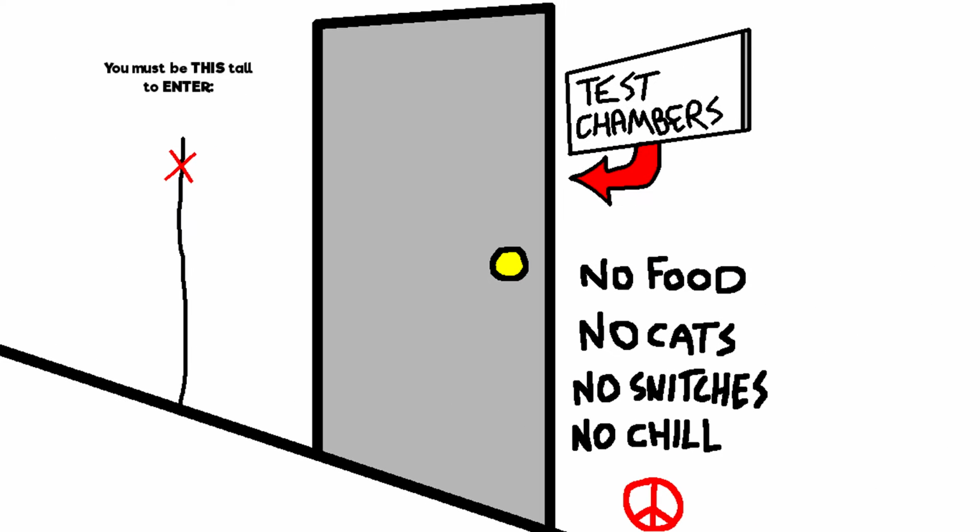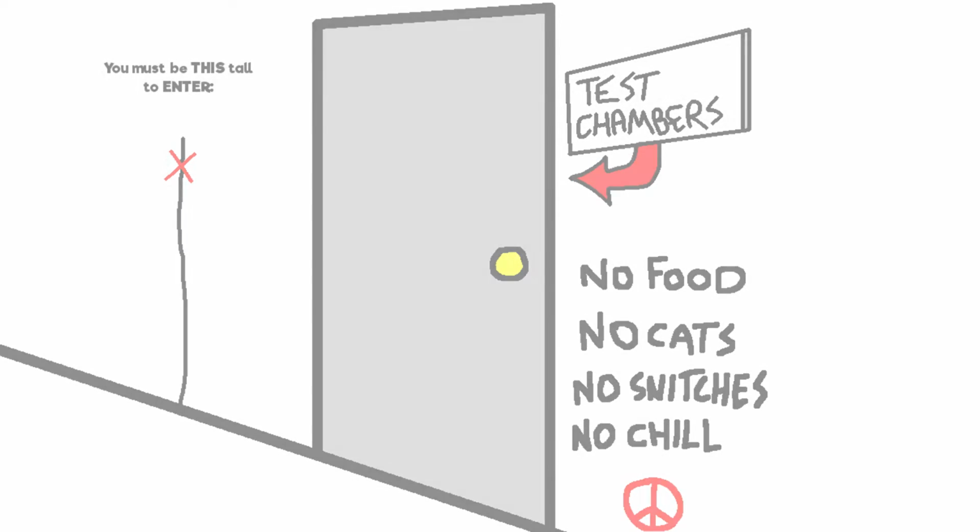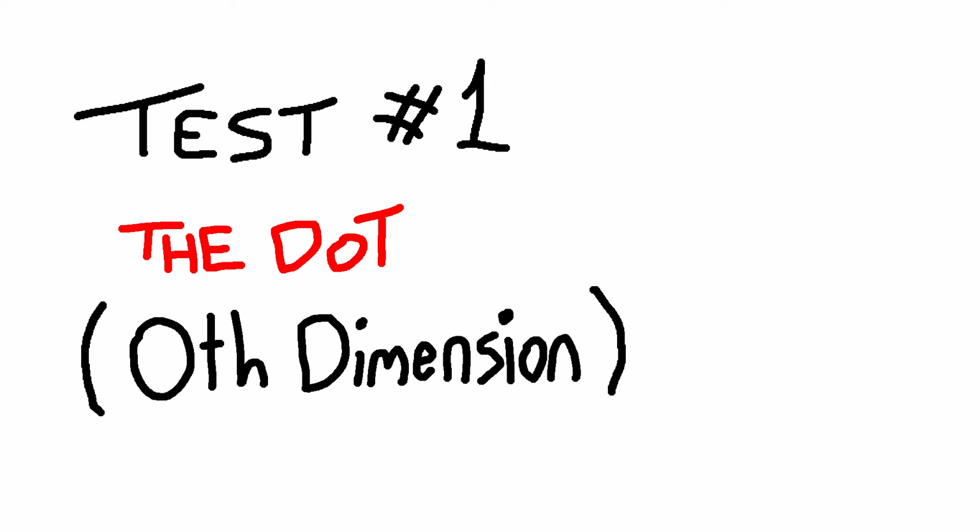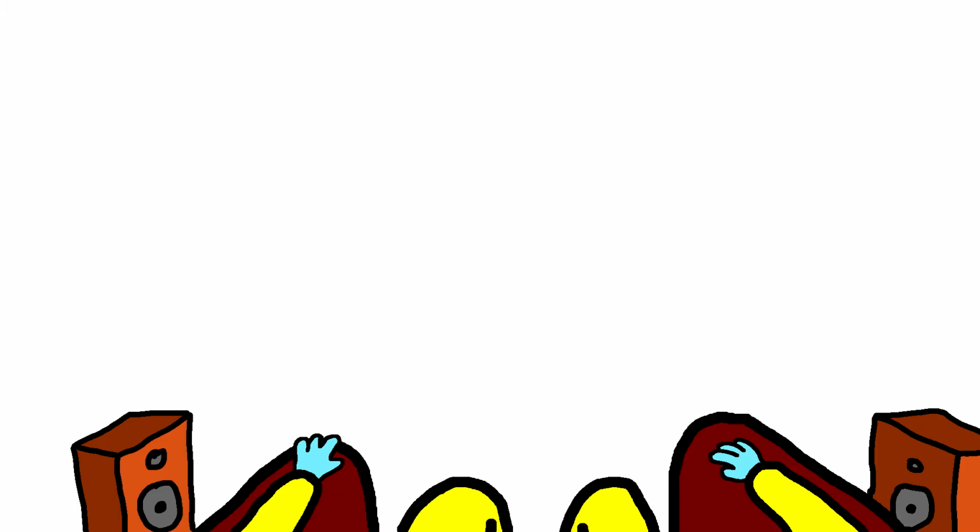Let's just begin. Come over here and I will introduce you to the first test. Test number 1. The dot. The 0th dimension. Alright, my friend, have a look at this thing. What do you see? A black circle? A blob thing? Good, now we're getting somewhere.